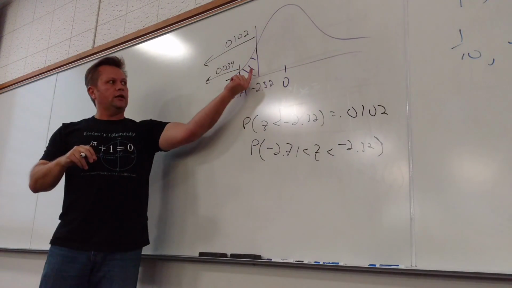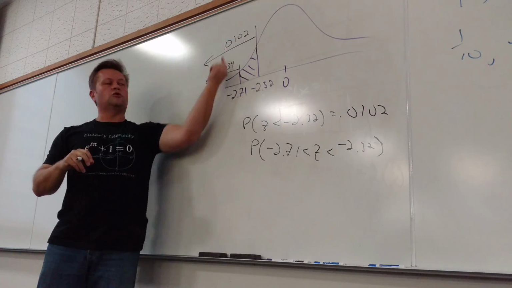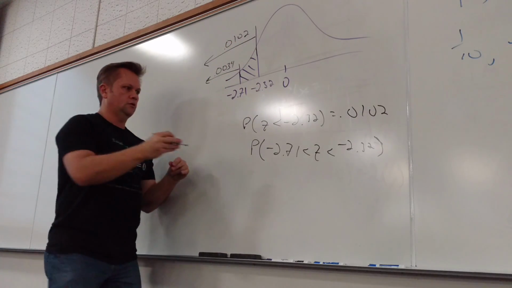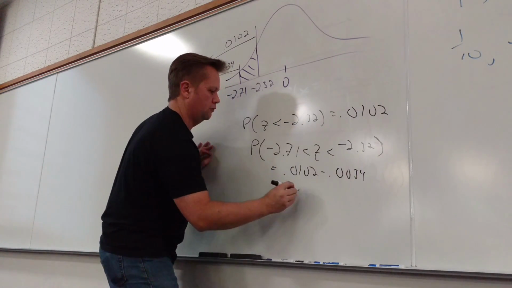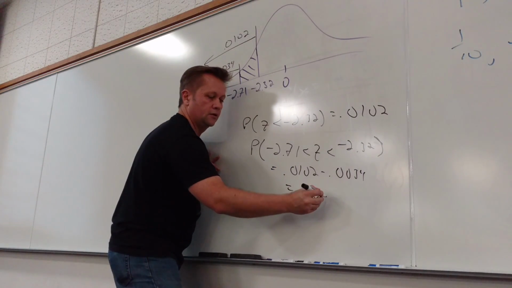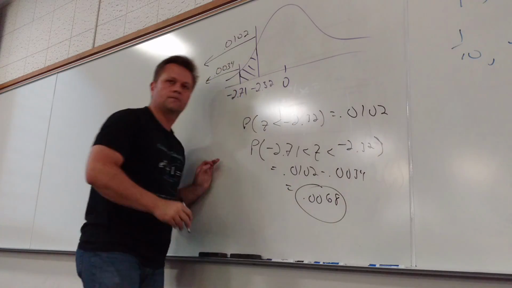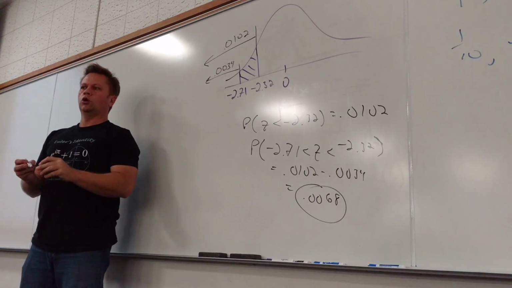So how do you find the area in here? Subtract those two. I love it. So this will be 0.0102 minus 0.0034, which is 0.0068. I like it. 0.0068.